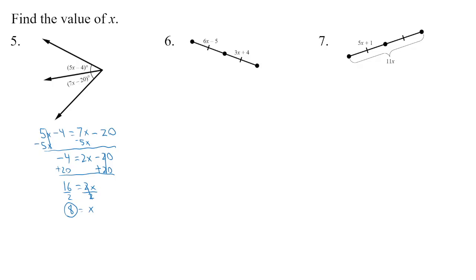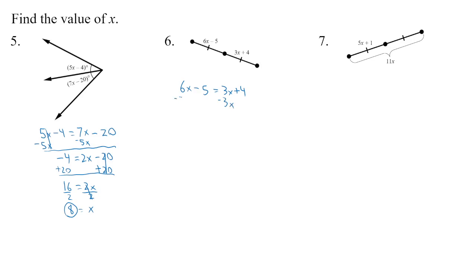On number 6, we have a line segment split into two parts. But again, those two parts each have a hash mark on them. That means that they're congruent. Therefore, 6x minus 5 equals 3x plus 4. So now that we have our equation, we can solve it.